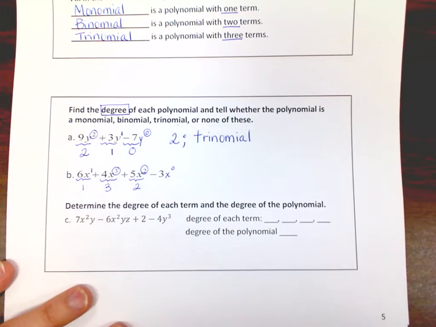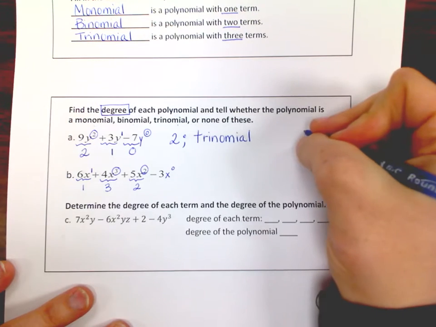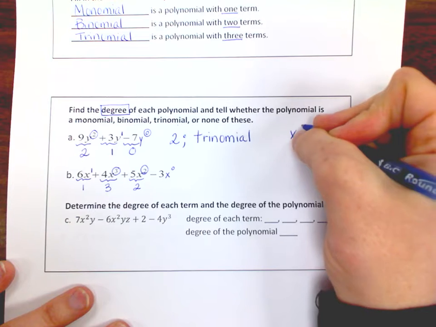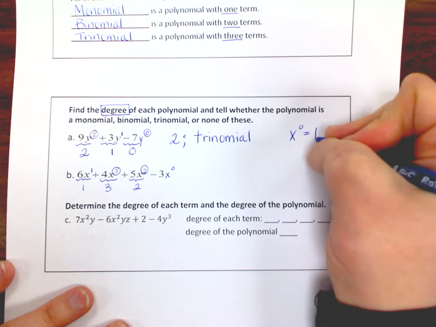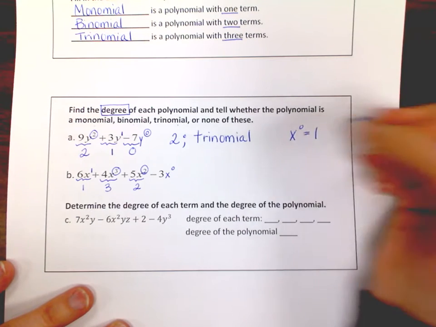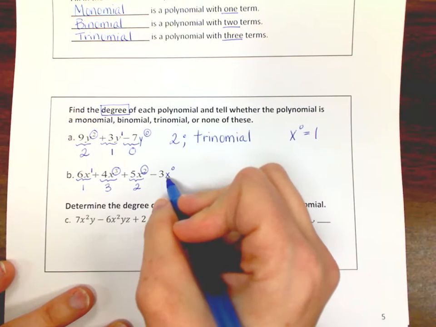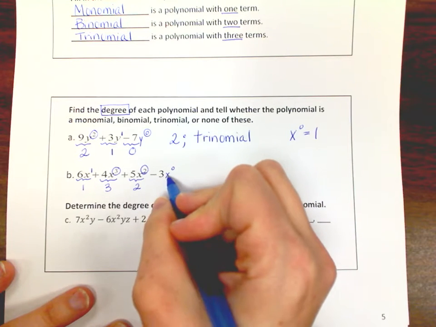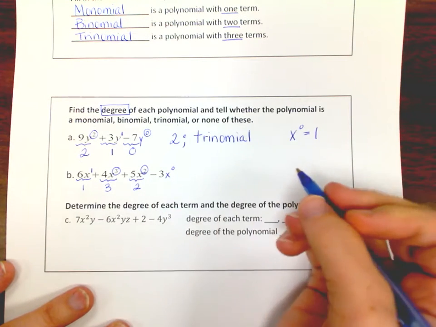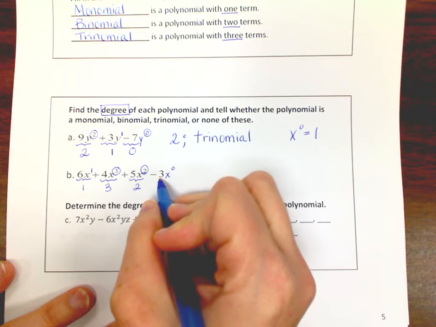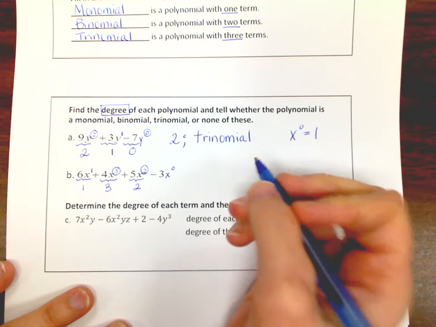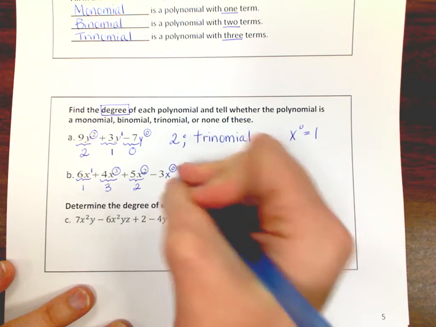And let me just remind you again where that comes from. We discussed that anything to the 0 power is actually 1. And so x to the 0 power is the same thing as 1. So that's why we can say that negative 3 times x to the 0 is equal to negative 3. This is like multiplying negative 3 times 1, which is still negative 3. So this is to the 0 power.